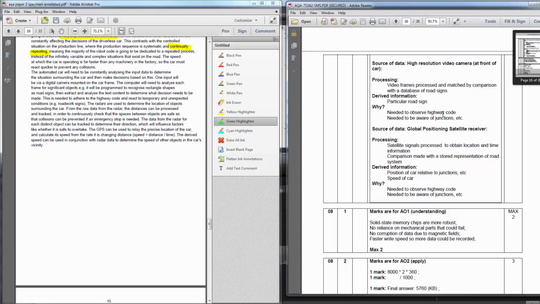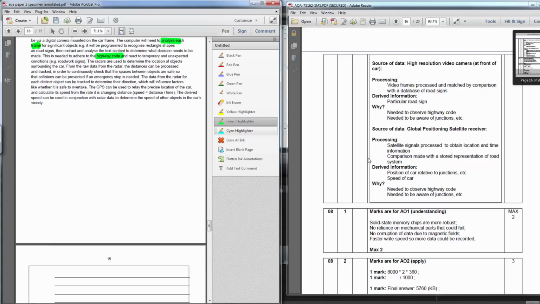And then for Y is about highway code and junctions. So okay, I did say highway code. That's good. And I said analysing each frame. That's basically the same thing as processing. So I'm going to count that as one bit.